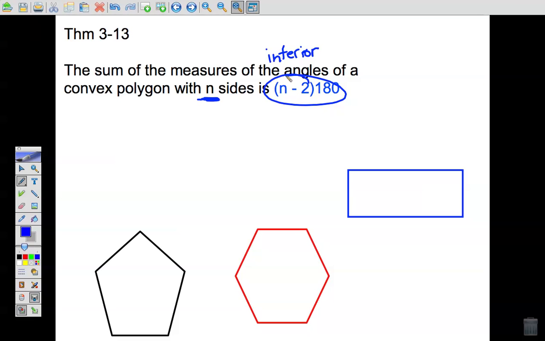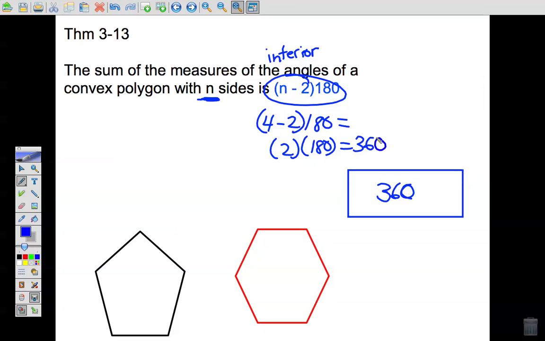So for example, let's take that rectangle we had before. Remember, we got 360 degrees for that, didn't we? And we'll try to write that. There we go. All right, so 4 sides here. Put that in for n, n minus 2. Do your work inside the parentheses. And 2 times 180. And notice we get our 360 degrees.